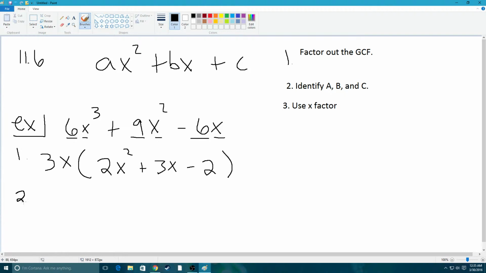Step 2 is identify A, B, and C. Our A value is the number in front of x squared, so that's going to be 2. Our B value is the number in front of x, which is 3. And our last value is going to be the number by itself, which is negative 2.